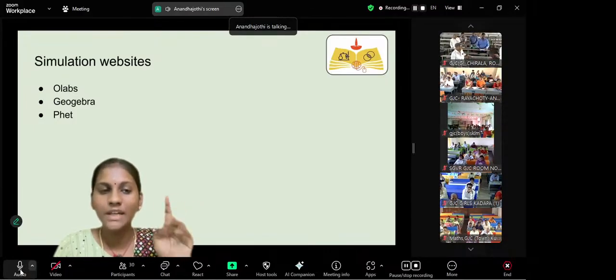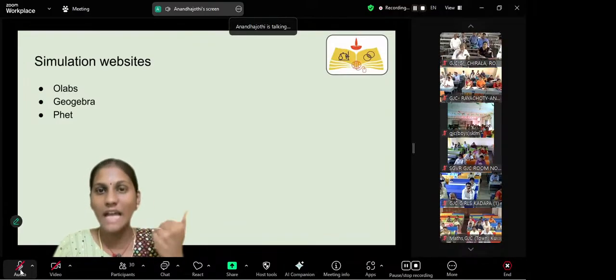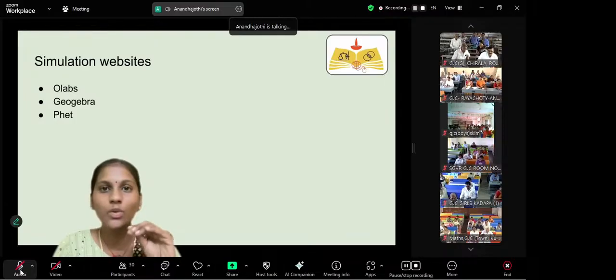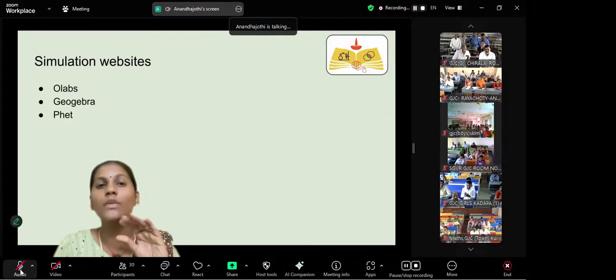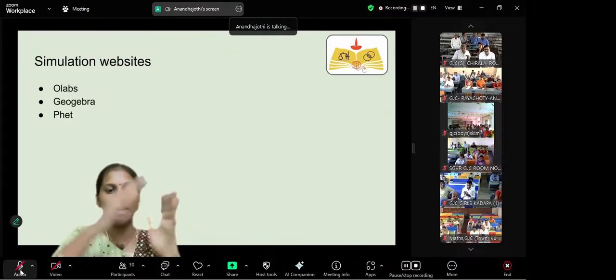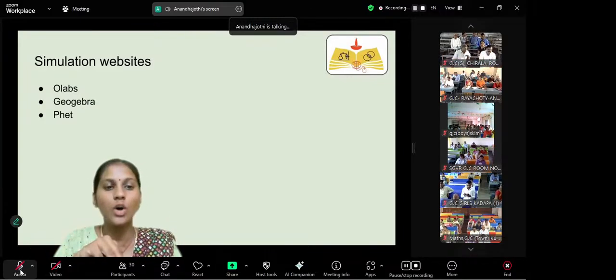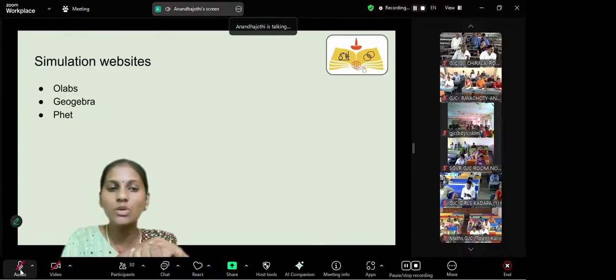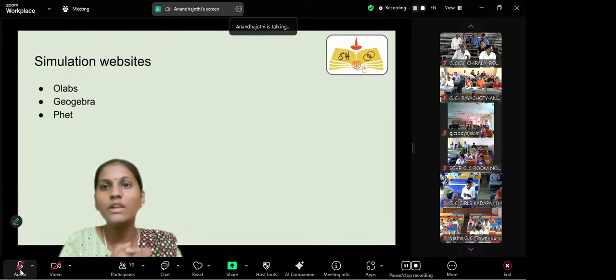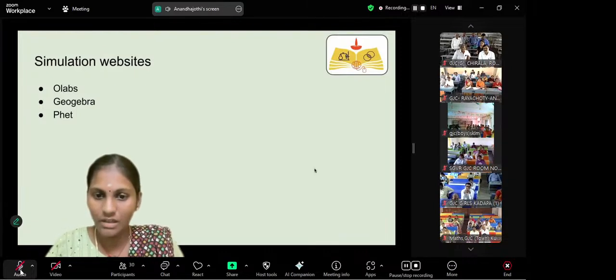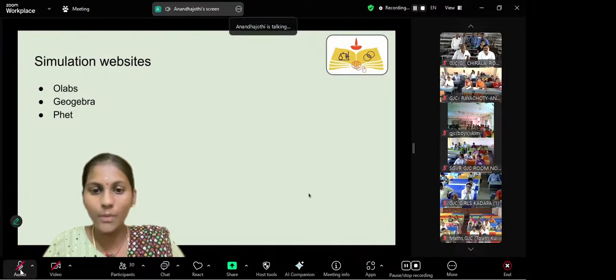In OLabs, the simulations are subject wise and class wise. In GeoGebra, you have to search topic wise, in a manual way. There are plenty of simulations in it. You have to search for a particular topic. In PhET also, simulations are available. You have to search for the particular topic. Right. I hope you all copied this.